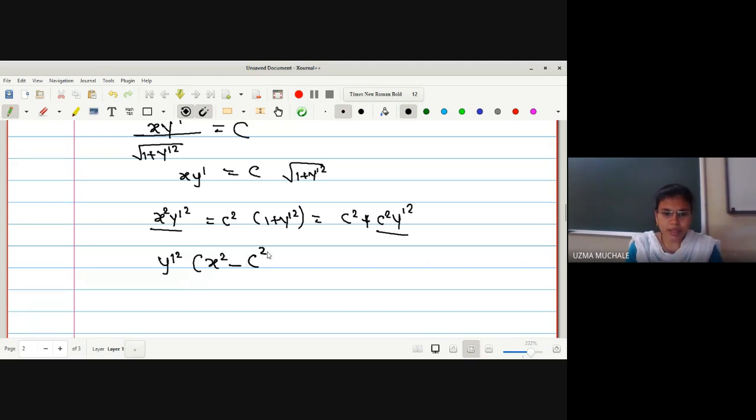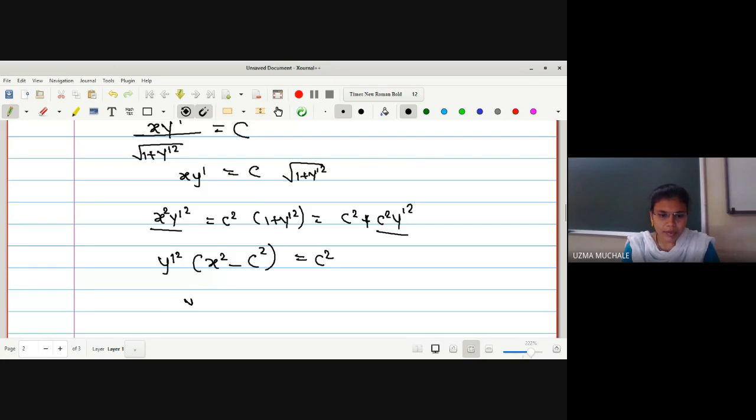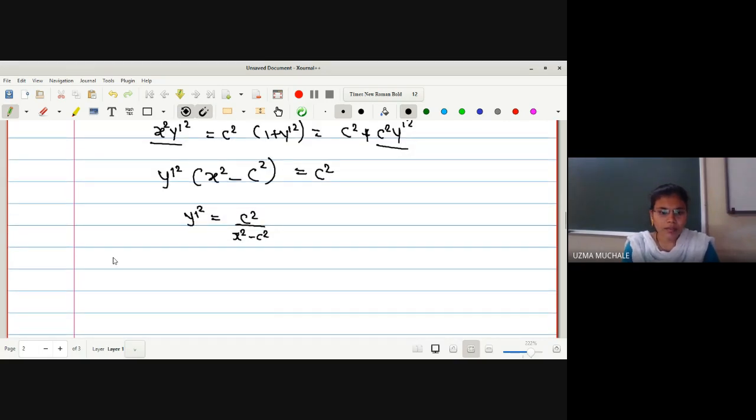y dash square. So what remains is c square equals to c square. Is it okay up to this? Yes, ma'am. Okay. So what will be the value of y dash square? We can write it as c square upon x square minus c square. Now we can write the value of y dash, by taking a square root on both sides, as c upon under root of x square minus c square.